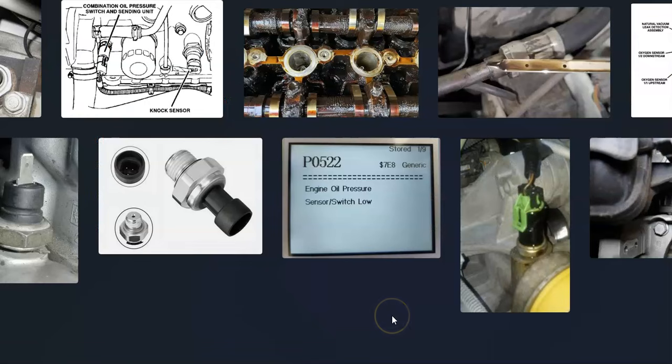And so that's basically it. I just wanted to give a basic overview of how you go about fixing a P0522 code.